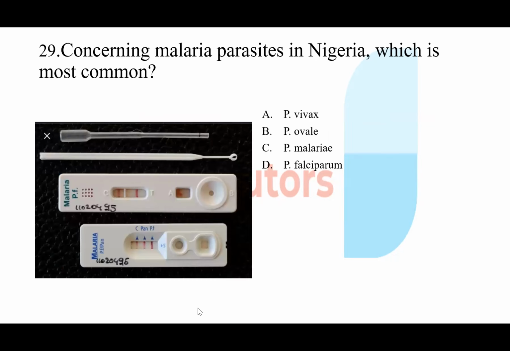Concerning malaria parasites in Nigeria, which is most common, of course, Plasmodium falciparum is the commonest form of malaria that we have in Nigeria and many sub-Saharan African countries. Next slide, please.